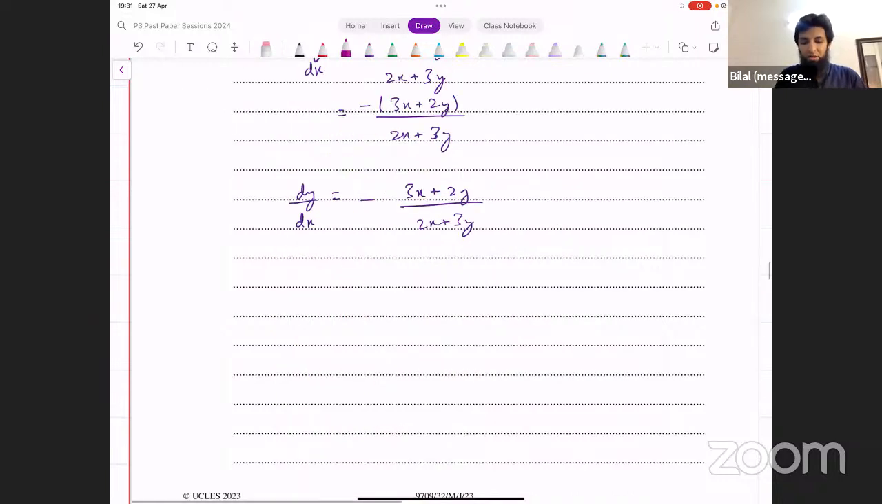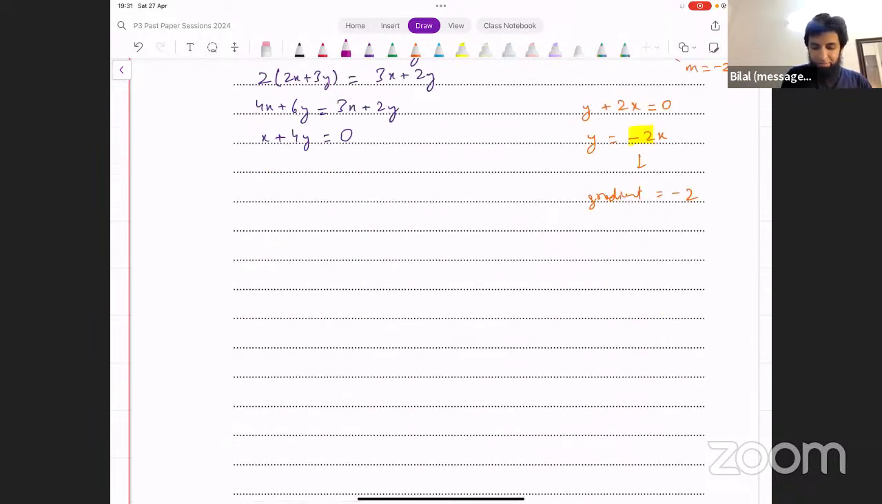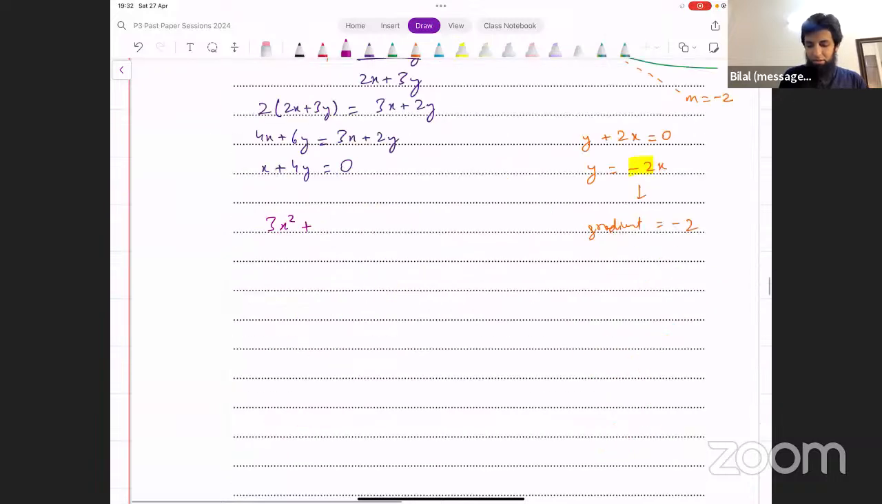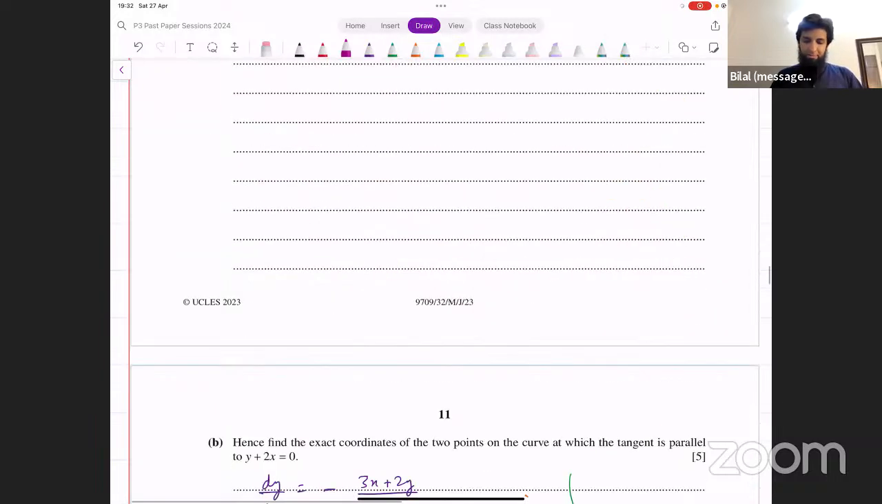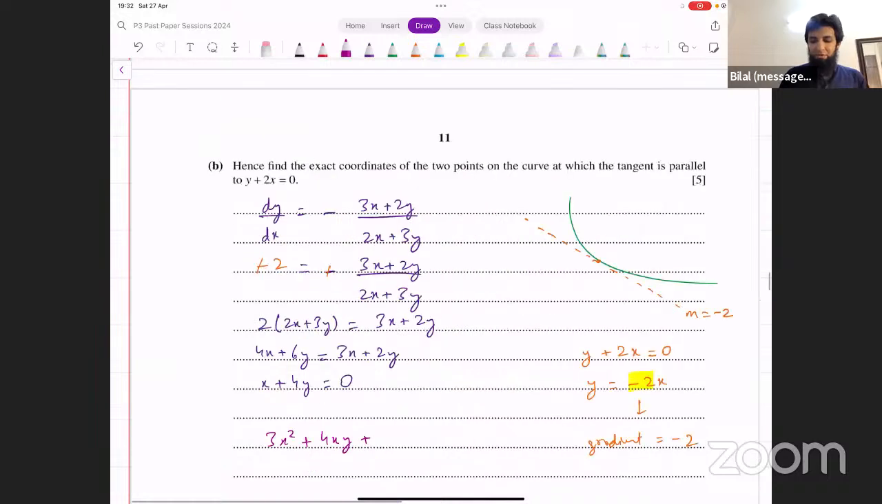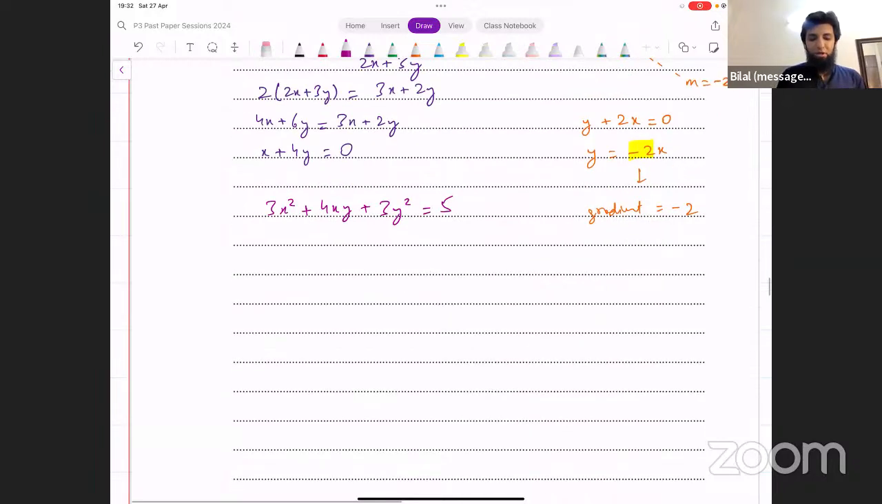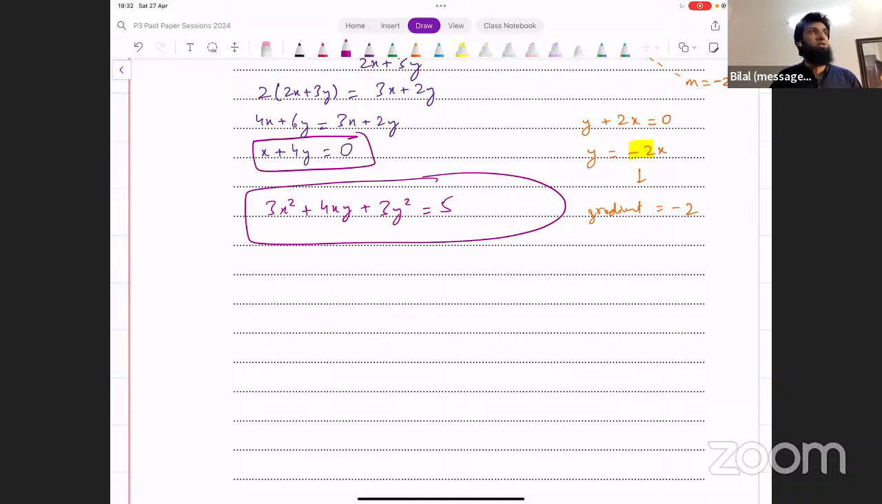Let me write that equation here. That equation is 3x squared plus 4xy plus 3y squared equals 5. This is the equation of the curve. What we can do is solve this equation simultaneously with the equation of the curve. Okay, we can solve these two simultaneously.